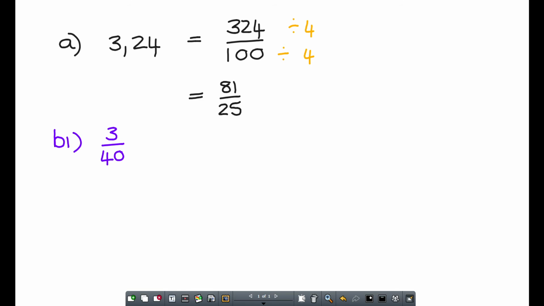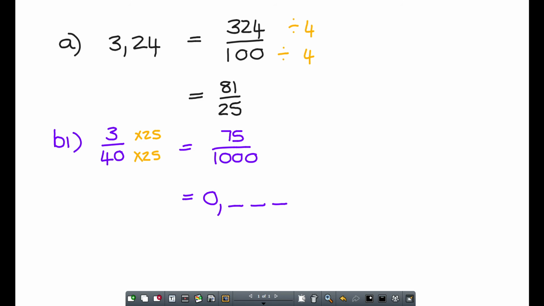So that means I'm going to multiply with 25 at the top and the bottom. Which means that's going to be 75 over 1,000. And because it's 1,000, I know that I'm going to have 3 decimal spaces. Now this part is important. I know it's going to be 0, comma, something, something, something. Can you see 3 spaces? But look at my numerator. I've only got 2 numbers.